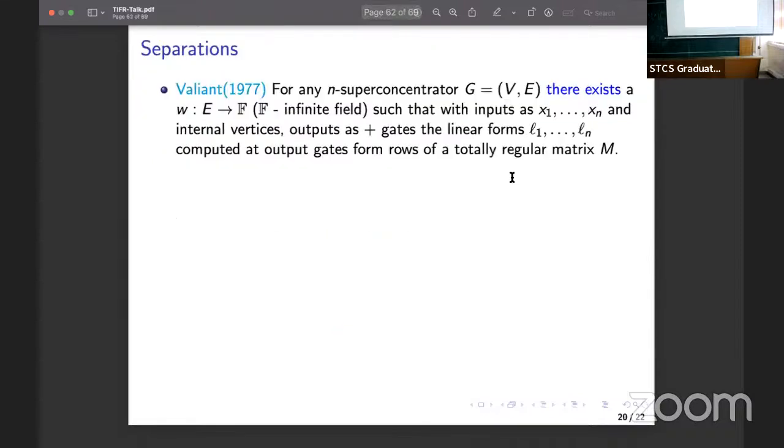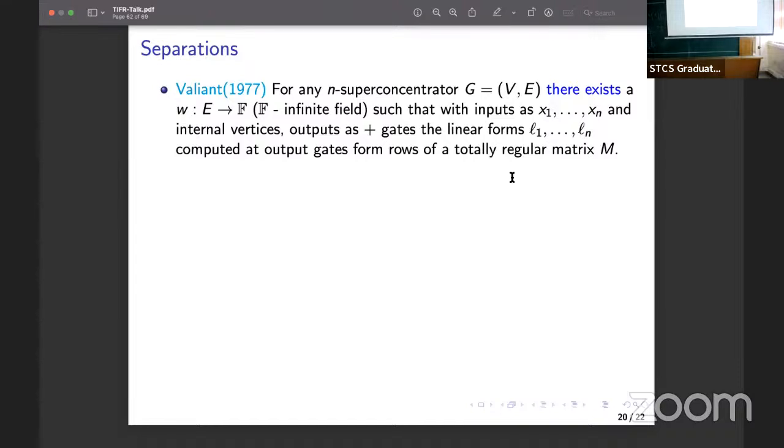So these things are not hard. So maybe we should define something called an n super concentrator. An n super concentrator is a graph where you have n inputs and n outputs. And it's a super concentrator in the sense that if you pick any subset of k vertices here and k vertices here, for any k, then you'll find k vertex disjoint paths from this set of inputs to this set of outputs. Then such a graph is called an n super concentrator.